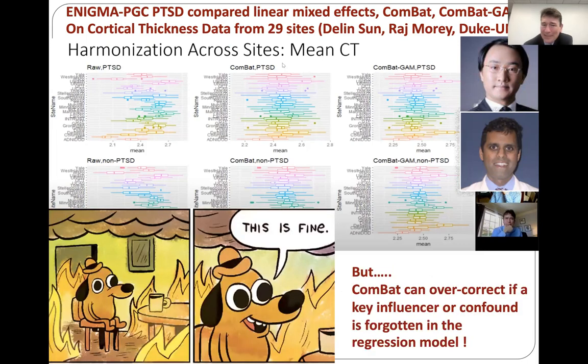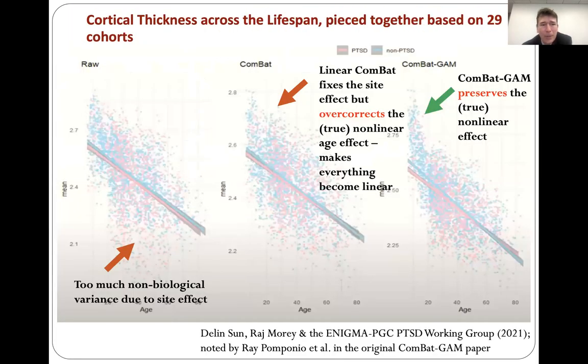But there's one caveat. It looks better, but we have to be a little bit careful that this doesn't overcorrect the data if a key influencer or a confound is forgotten in the regression model. And I'll tell you what I mean here. When Dylan and Raj looked at the raw data, the pink data is people with PTSD, the blue data is controls. When you run ComBat, it brings all that pink data on the left more into line. I mean, sites that were reading low for cortical thickness get brought more into line with the rest. But up there at the top, it overcorrects the true nonlinear age effect.